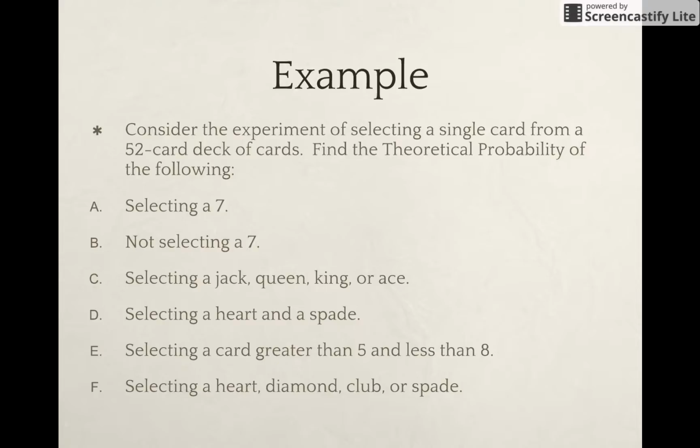Consider the experiment of selecting a single card from a 52 card deck of cards. We're going to find the theoretical probability of the following: selecting a 7, not selecting a 7, selecting a jack, queen, king, or ace, selecting a heart and a spade, selecting a card greater than 5 and less than 8, and finally selecting a heart, diamond, club, or spade.